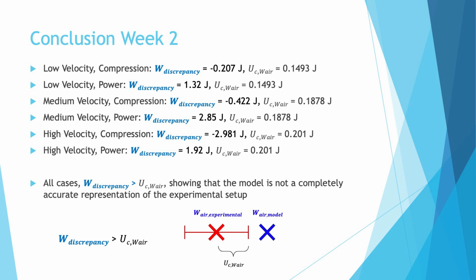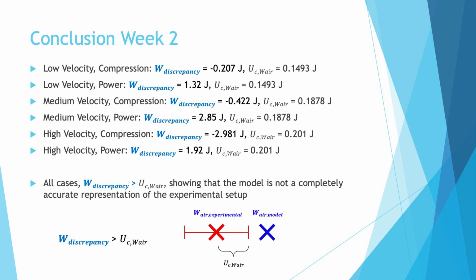Now, comparing the work discrepancy terms with the uncertainty of the work from air, we can see that in all cases, the work discrepancy term is greater than the uncertainty of the work from air, showing that the model is not a completely accurate representation of the experimental setup. The conclusion can be drawn that we have good measurement devices for the experiment, but the model falls outside of these bounds.